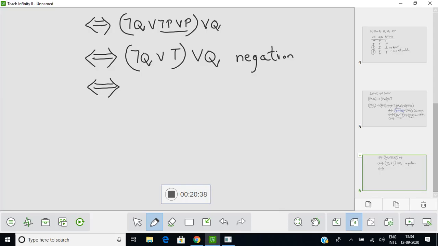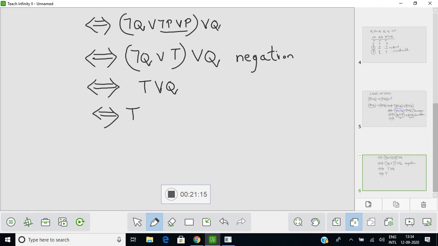Does anybody remember what law that is? Negation Q or T is T. Please recollect what law it is and then fill it up. I am leaving it for you. Negation Q or T will once again be a tautology. Then I will replace it by Q, and I also know T or Q is once again a tautology. Hence, I have arrived at the conclusion that the given formula reduces to a tautology.